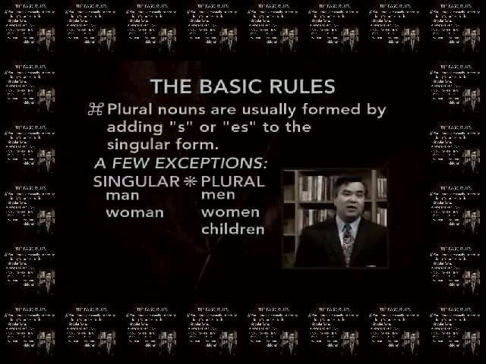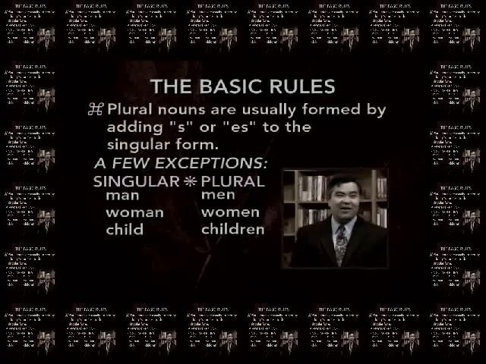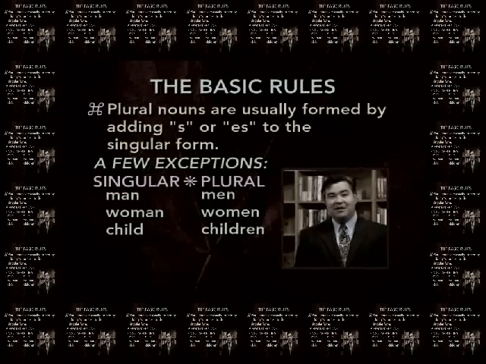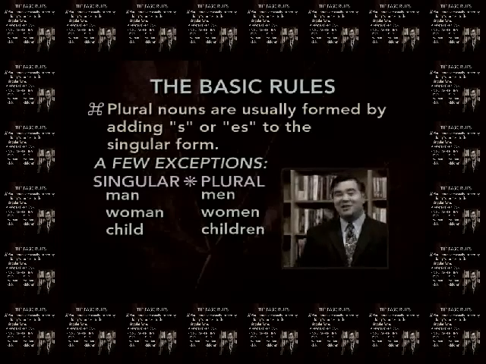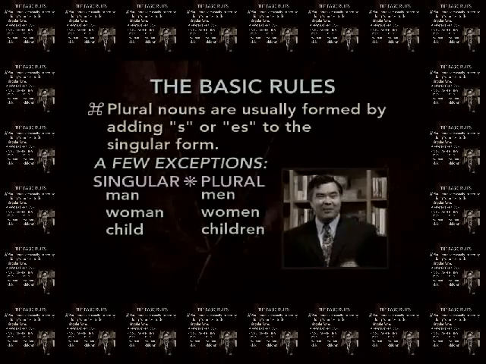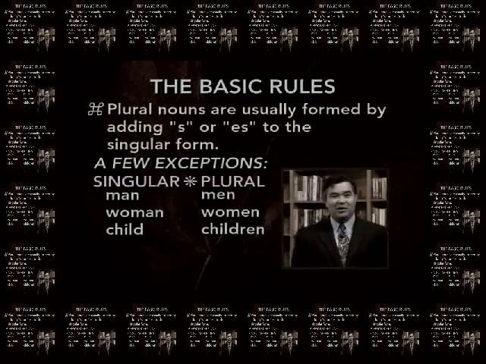The singular of children is child, so here the letters R-E-N have been added at the end. What's the rule or principle that underlies these changes? Well, there really is none. You simply have to remember and apply these rules when you use these words.